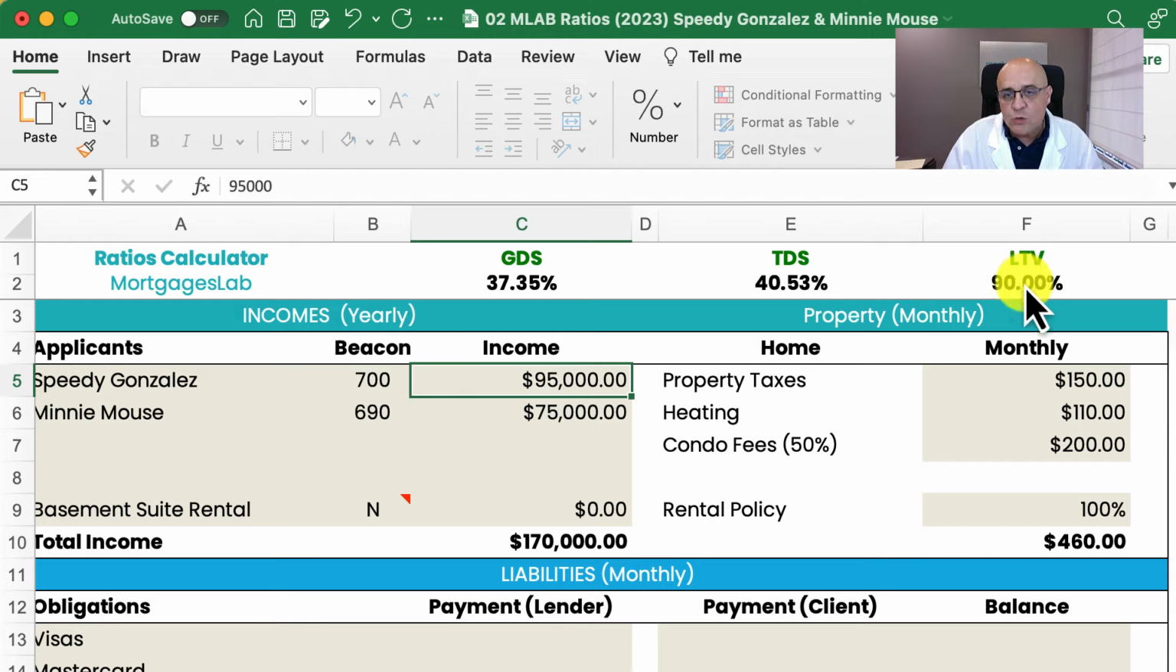LTV means loan to value, which means how much down payment you put in, which is 10%, which means that you have 90% financing. Again, this is just a very short explanation.